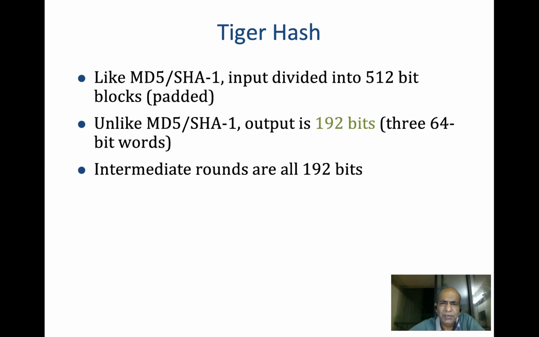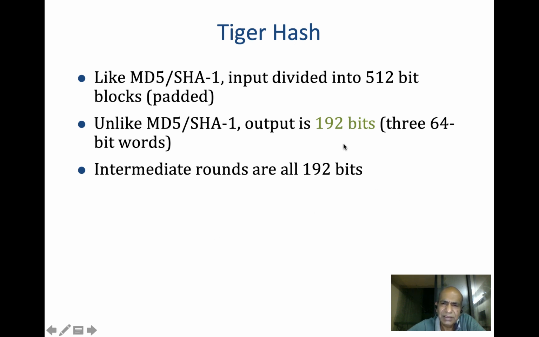Like MD5 and SHA-1, input is divided into 512-bit blocks. It means that whatever be the length L of the text that is to be hashed is divided into 512-bit blocks, right? If the original message or original text is not a multiple of 512, then it is padded, and then it's broken into 512-bit blocks. Okay.